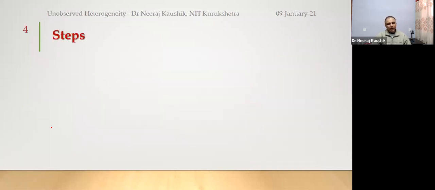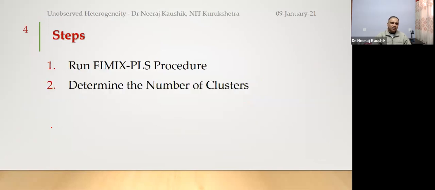So what we will do here, we will use the FIMIX procedure. FIMIX is the finite mixture regression. We will determine the number of clusters. This comes as a big point. How many clusters should I get? By default, there is one cluster. 400 data, or 600 data, there is only one cluster because you consider all as one.